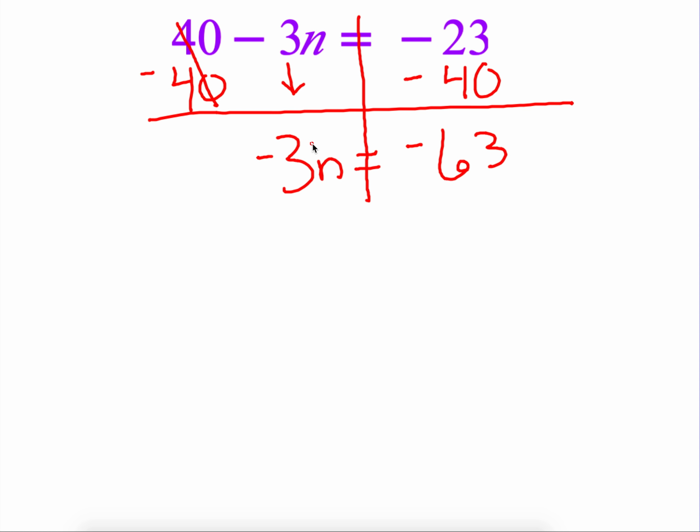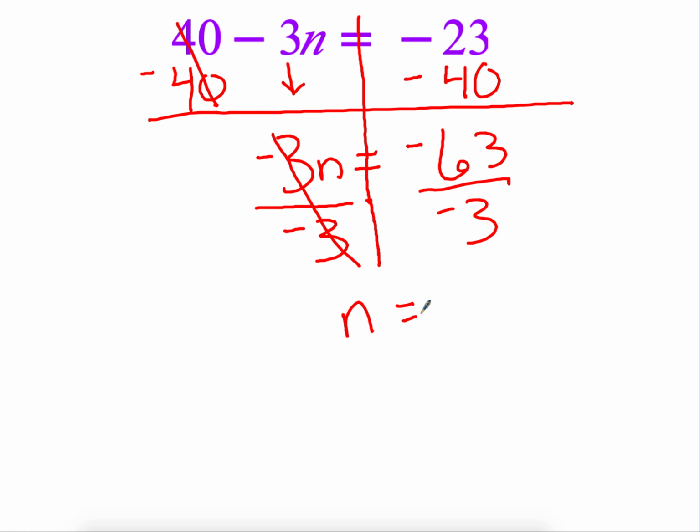Okay, so now what I need to do is divide both sides by my coefficient right here. So because this is negative 3 times n, that means I need to divide by negative 3 to cancel it out. That's my goal, is to get rid of it. Okay, so I got to divide by negative 3. Whatever I do on the left side of the equal sign, I got to do on the right side of the equal sign. So I need to divide by negative 3. This division undoes this multiplication. It cancels it out. So I'm left with n equals negative divided by negative is positive. 63 divided by 3 is 21.